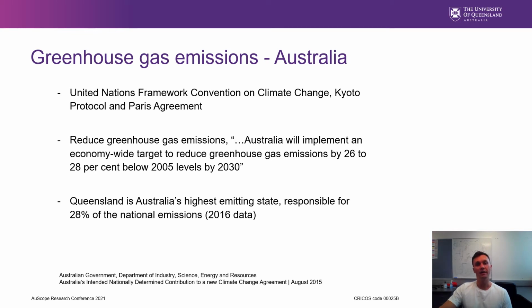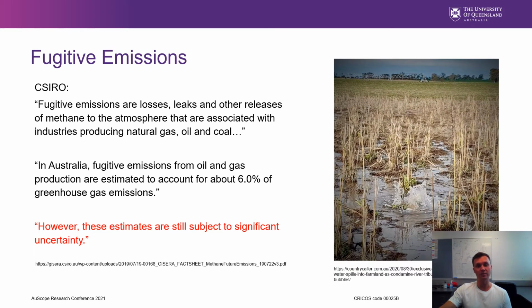Obviously, in order to be able to reduce greenhouse gas emissions, we first need to know how much we are actually emitting. And one component of the overall emissions that is quite difficult to estimate is the so-called fugitive emissions. In a CSIRO study, fugitive emissions are defined as losses or leaks and other releases of methane to the atmosphere that are associated with industries producing natural gas, oil and coal.